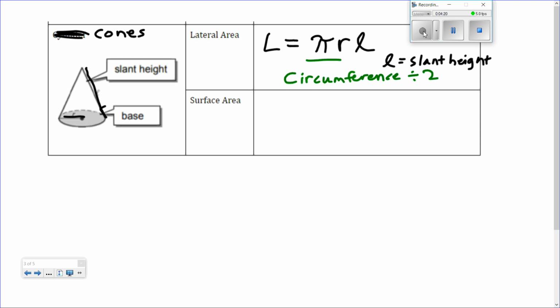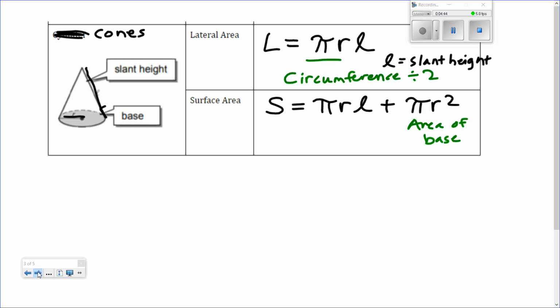Then the surface area equals the lateral area, still using that, plus the area of your base, which in this case is a circle, so you've got pi r squared. This is the area of your base, which is just a circle, and again we're using your slant height. Let's look at an example.